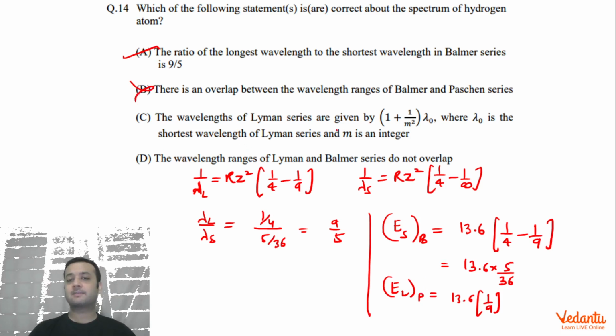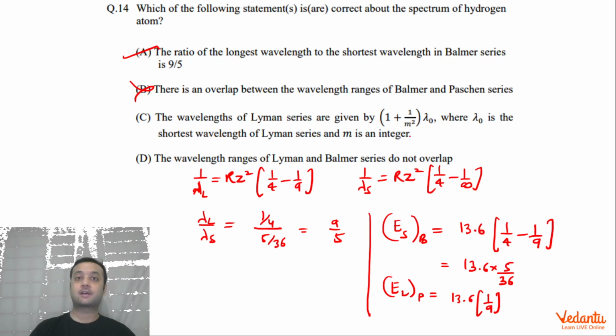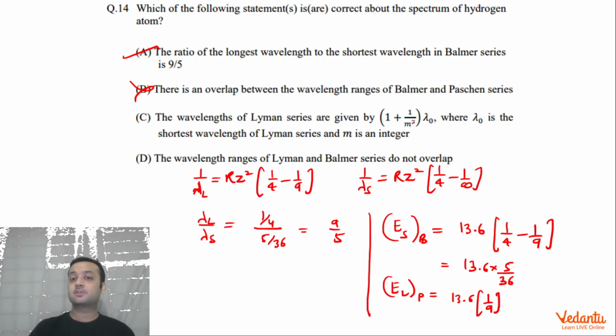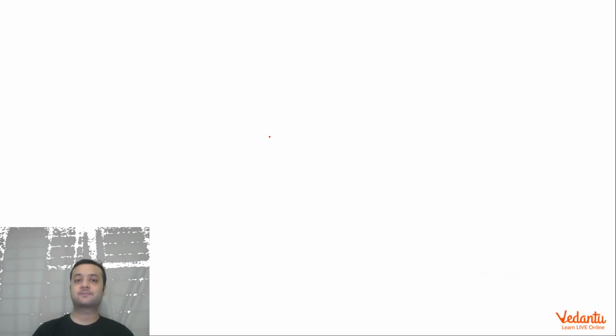The wavelength of the Lyman series are given by 1 by 1 plus 1 by m square lambda naught, where lambda naught is the shortest wavelength of Lyman series and m is an integer. एक्चुअली ये ऑप्शन काफी अच्छा था, बट आईआईटी अगर चाहता तो उसको अच्छा ऑप्शन बना सकता था. अगर ये m स्क्वायर की जगह m दे देते तो काफी अच्छा ऑप्शन होता. लेट्स सी व्हाट्स हैपनिंग ओवर हियर. वेवलेंथ ऑफ द लाइमन सीरीज को इस फॉर्म में एक्सप्रेस कर सकते हैं, वेयर लैम्डा नॉट इज द शॉर्टेस्ट वेवलेंथ ऑफ द लाइमन सीरीज.